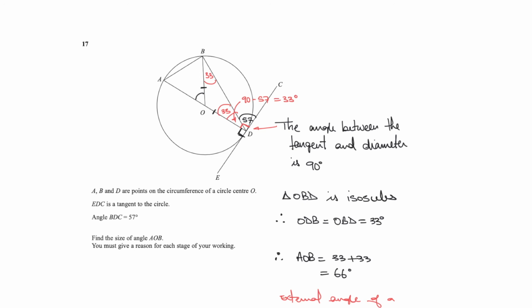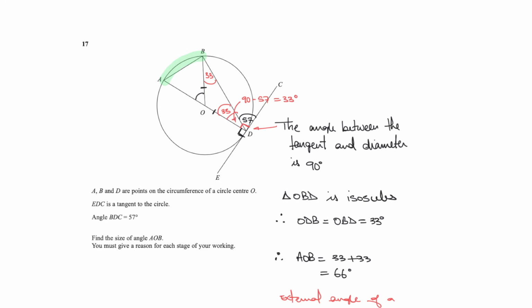The other way you could have done this is that you could have recognized, let's do some shading here, or just some bit of drawing, this arc here, AB. Look and see what's standing on it. AOB is standing on it, and ADB is also standing on that specific arc. So the angle at the center is twice the angle at the circumference standing on the same arc. That's another method that you could have used.